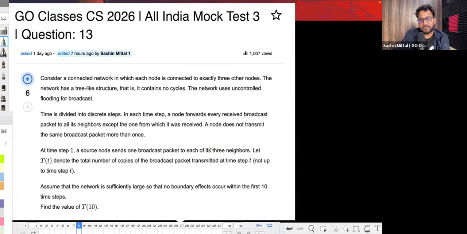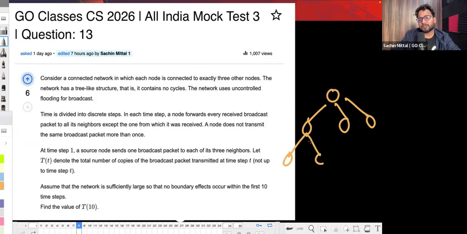In this question, they are saying that there is a network, and here you have flooding. Flooding means you are basically broadcasting everything. The packet that someone sends to you, you broadcast that packet. They are saying that the source node sends one broadcast packet to each of its three neighbors, and that everyone is connected to three neighbors. So the source is connected to three. Now this node is also connected to three, but one is already connected, so it is connected to two more, not three more.